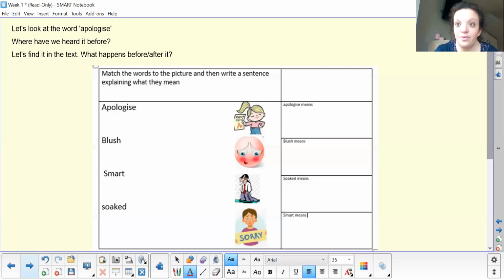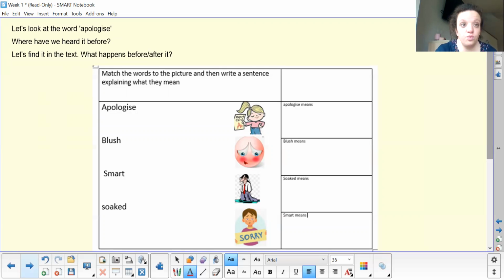So today we're going to have a look at vocabulary, and we're going to look at what these words mean. We're going to match them to the pictures, and then we're going to write a definition of what they mean. Tell me exactly what it is that they mean. And we can't just write "apologise" means apologise, because if I don't know what apologise means, I won't know what it means in the answer either.